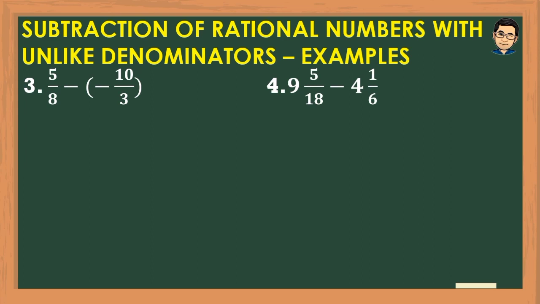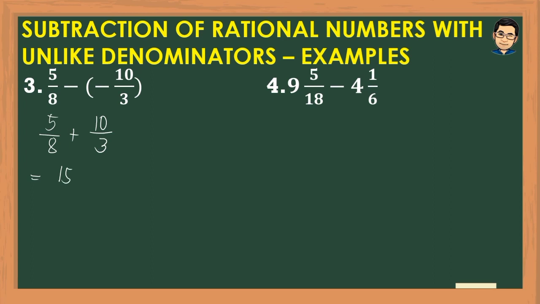So yung rule natin sa subtraction of rational numbers and even in integers, we have to change the sign of the subtrahend and then we proceed to addition. So 5 over 8 plus 10 over 3. So kung i-apply natin yung butterfly method, magiging 5 times 3, 15.